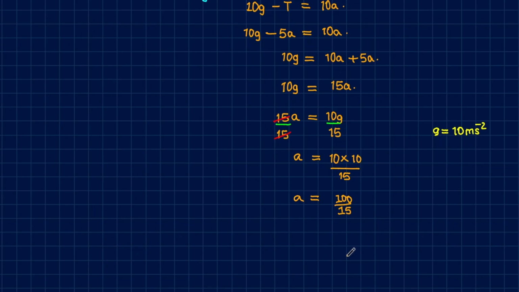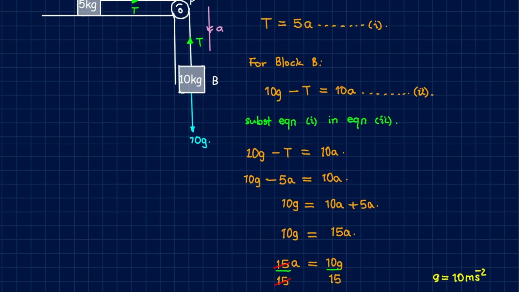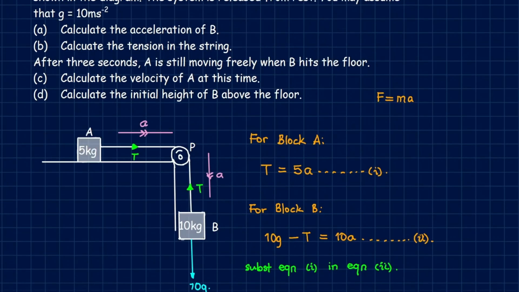And let's get our calculator. So 100, when you divide it by 15, the result is 6.6 recurring. So we can have here a equals 6.67 to 2 decimal places, and that is in meters per second squared, the acceleration with which this system is moving. So that answers part A of the question. We have gotten the acceleration. So let's label it here that this is part A.